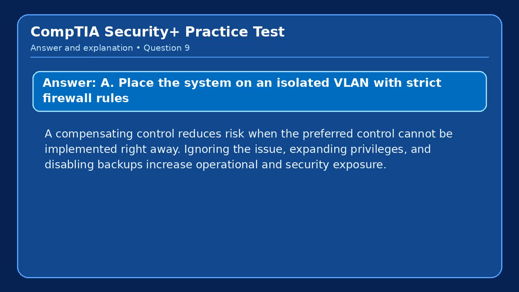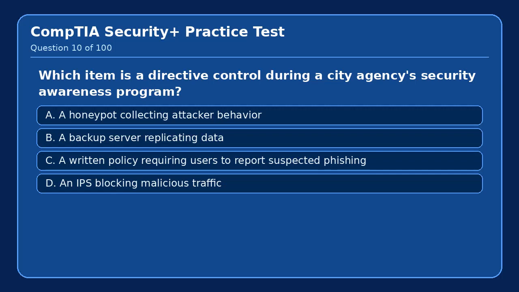Question 10. Which item is a directive control during a city agency security awareness program? A. A honeypot collecting attacker behavior. B. A backup server replicating data. C. A written policy requiring users to report suspected phishing. D. An IPS blocking malicious traffic. Take a moment to choose your answer.